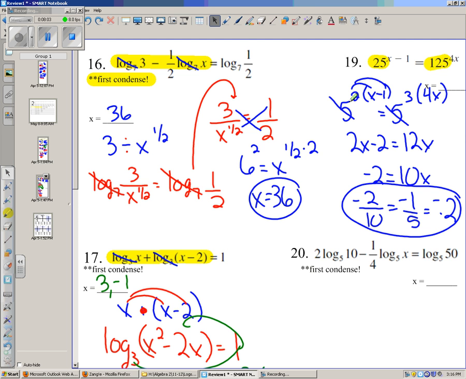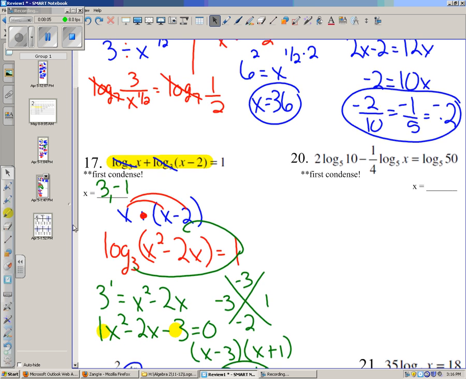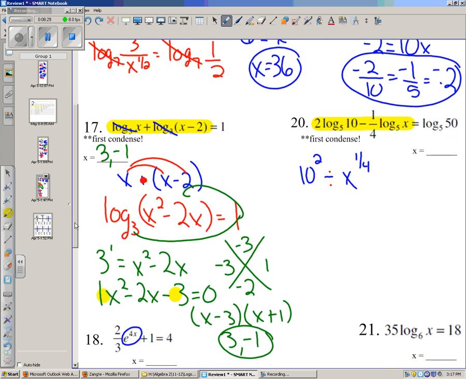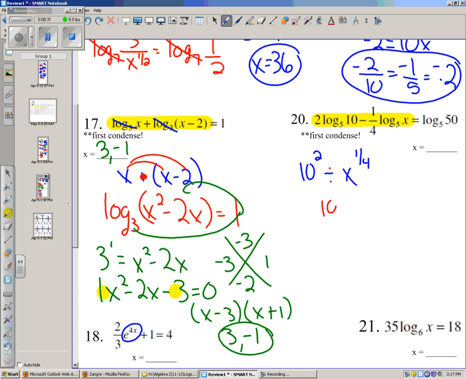20. There is no constant, so I will not be looping. Instead, I'm going to try to work this like problem 19 to get one log on one side, one on the other. But before I do that, I will have to condense the left side. So I'm going to take my 2 and write it back as an exponent, and my 1/4 and write it back as an exponent. And then that subtraction is going to turn into division. So I'm going to write it as 100 over x to the 1/4.